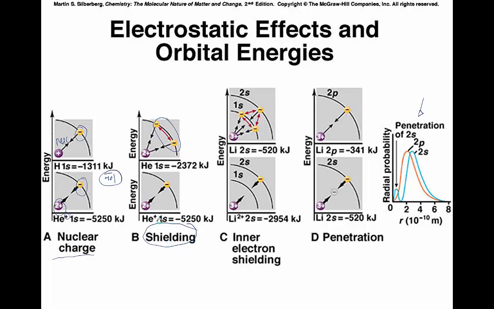So what we're going to compare here is the helium plus ion that we just looked at that has this energy for its electrons, negative 5,250. Now what we're going to do is we're going to stick another electron in here. So now we've got 2 electrons. So the average energy of a helium 1s electron is now negative 2,372. So the energy has gone up when we added this second electron in right here.